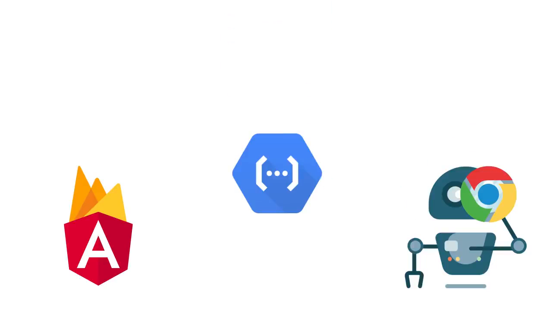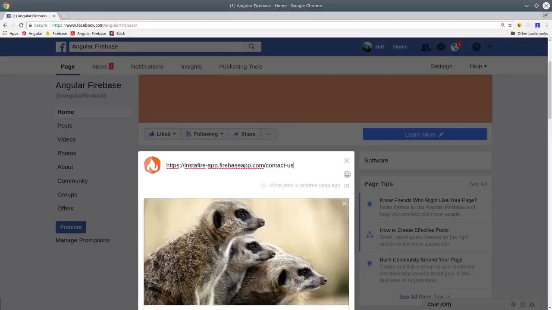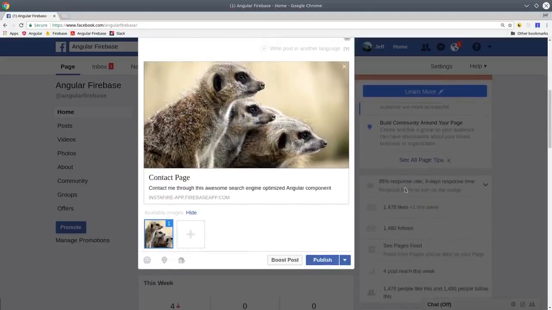If a regular human comes to visit the site, it's going to skip Rendertron and just serve the Angular app directly. If this user decides to share a link from your app in social media, it's going to show any meta tags associated with that page.